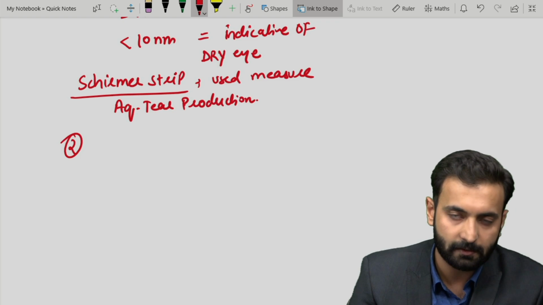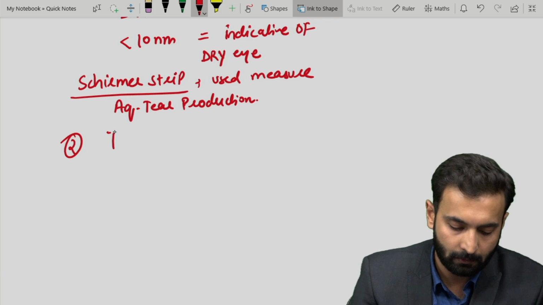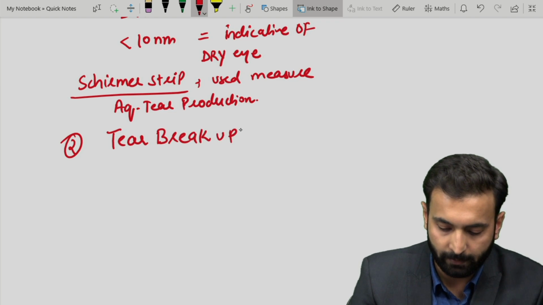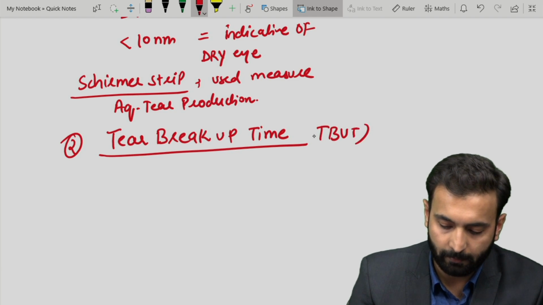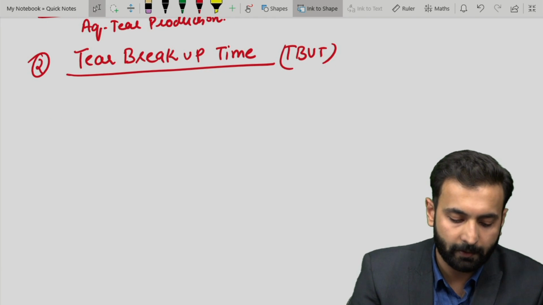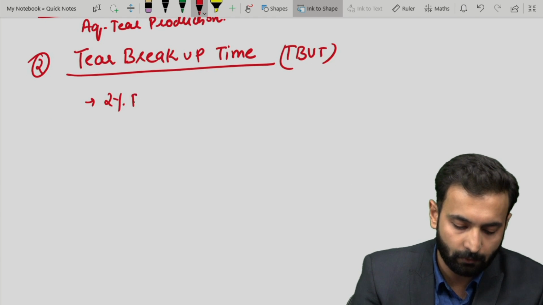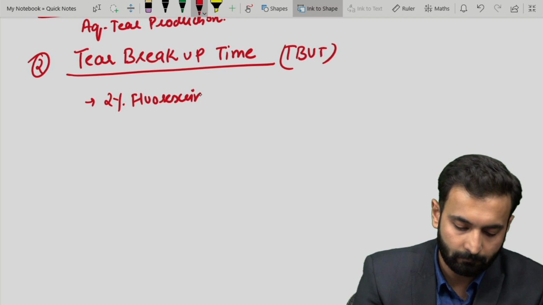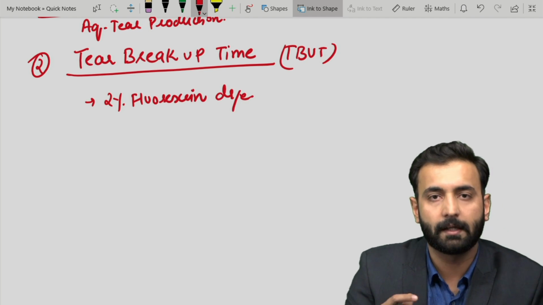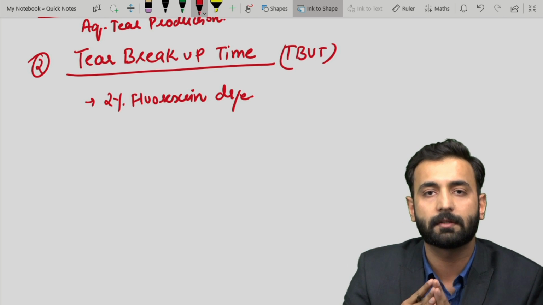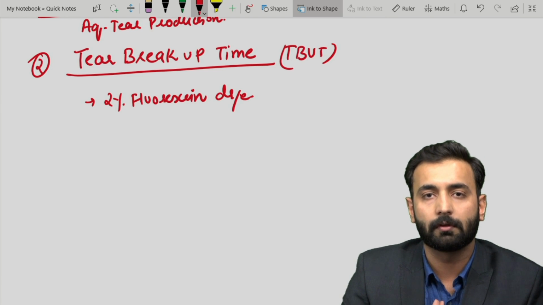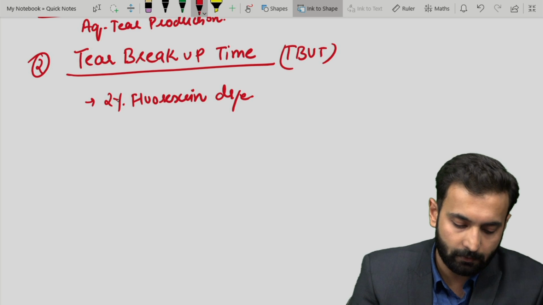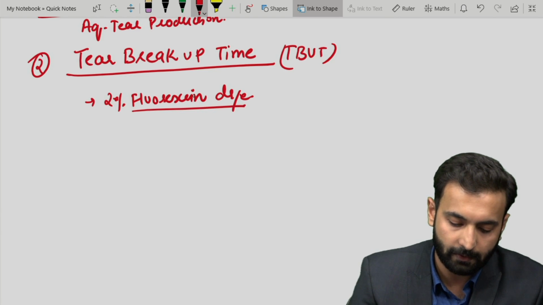Now coming to second test, which is tear breakup time. Tear breakup time. So what we do in tear breakup time, again we use 2% fluorescein dye. 2% fluorescein dye is put inside the inferior fornix, and we again examine the cornea under cobalt blue light, right.